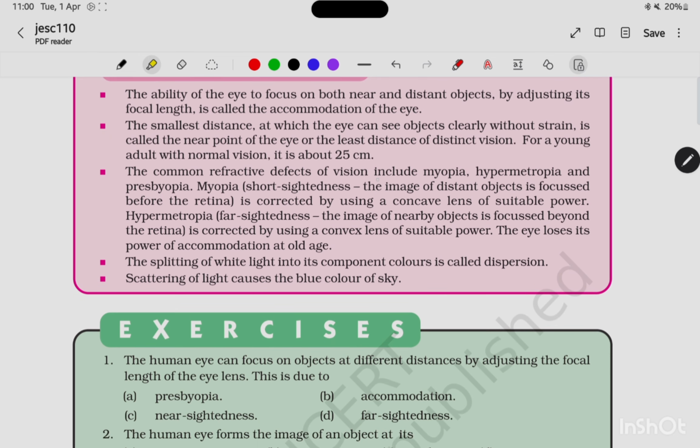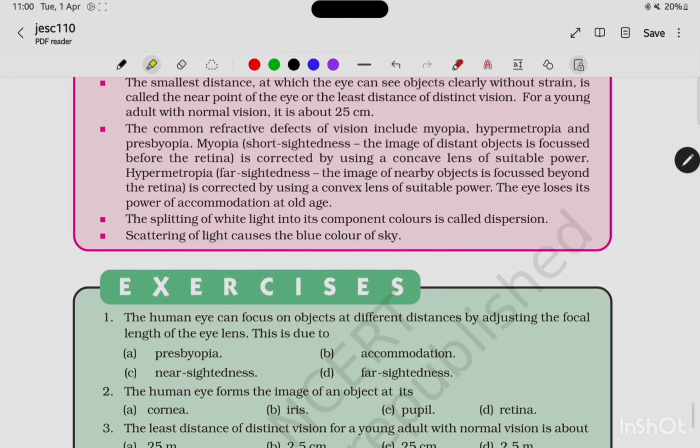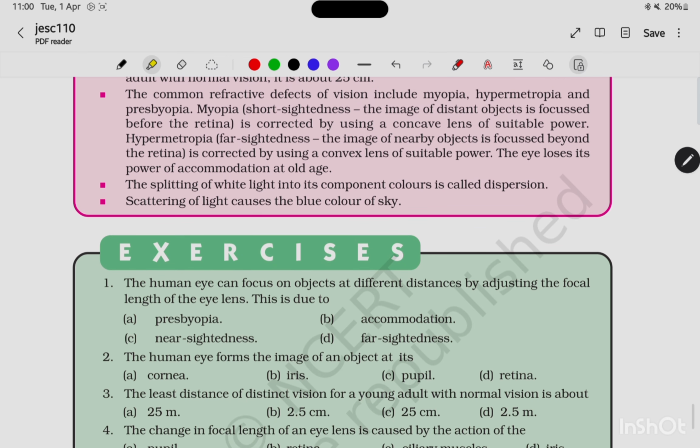Next, the common refractive defects of vision include myopia, hypermetropia, and presbyopia. Myopia, short-sightedness: the image of distant objects is focused before the retina, and it is corrected by using a concave lens of suitable power. Now, hypermetropia, far-sightedness: the image of nearby objects is focused beyond the retina and is corrected by using a convex lens of suitable power. The eye loses its power of accommodation at old age, and that is presbyopia. Convex lens of suitable power. If I said concave, I'm sorry, I don't remember.